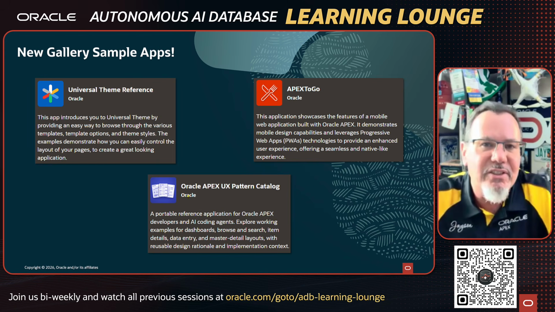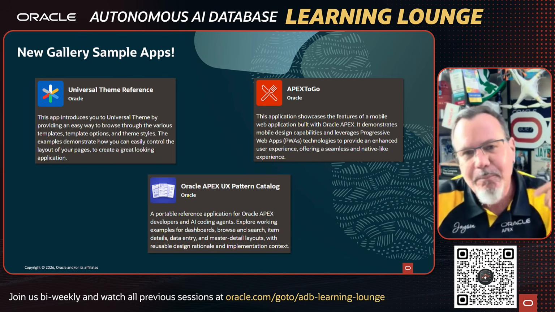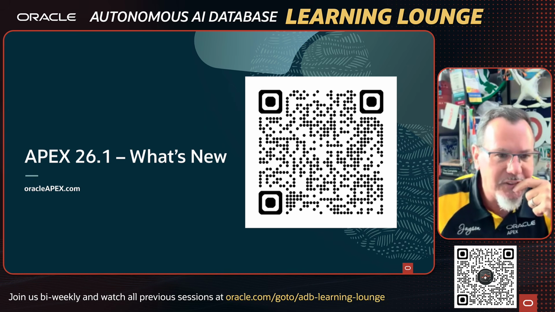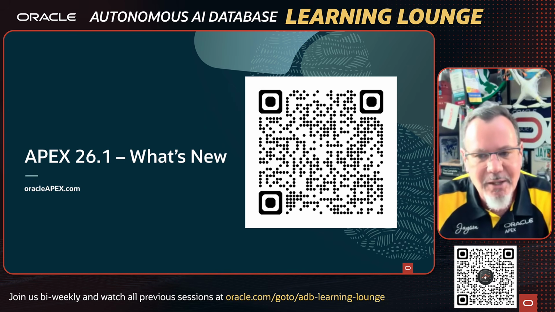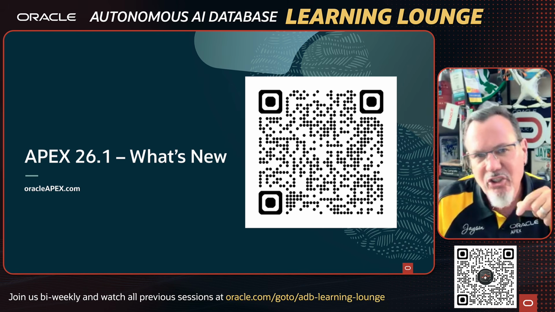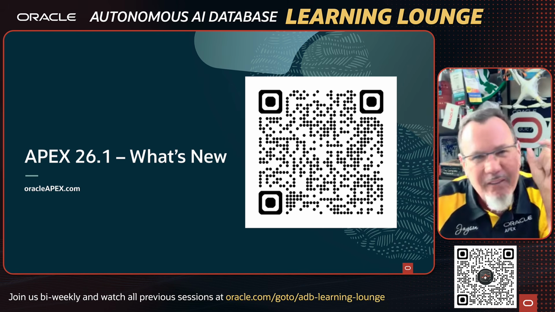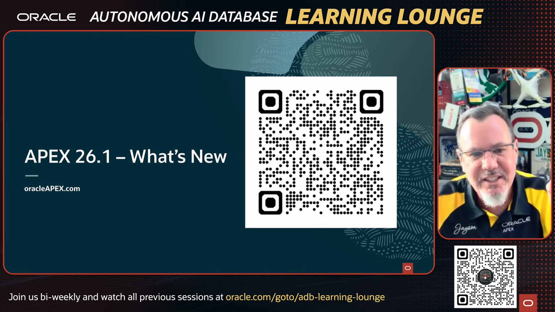So even after a release of Apex has hit the shelves, we can update the gallery at any time. If you want to learn more about what's new in Oracle Apex 26.1, go to oracleapex.com. You can grab this QR code or screenshot it. It's right there on our homepage. There's a whole bunch of new features. We have office hours and blogs that delve into greater detail.